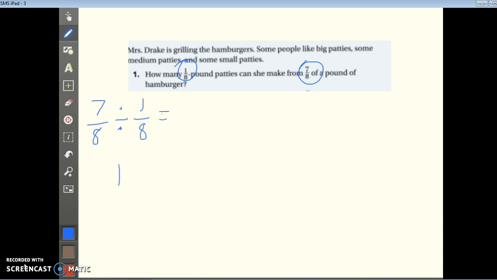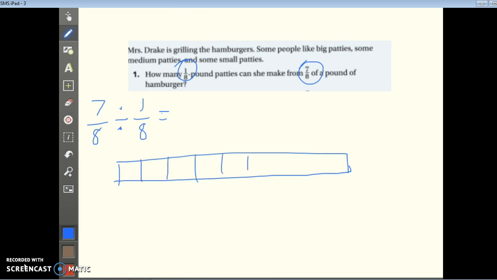I'm going to solve this using a model. Let's pretend that's 1 pound of burger. And we're not going to need a whole burger. How much do we need? We need 7/8 of it. So the best way for me to find 7/8 is to actually split it into eighths. 1, 2, 3, 4, 5, 6, 7, 8. So I have 8 pieces here. They're not the correct size. I'm not that great of a drawer.